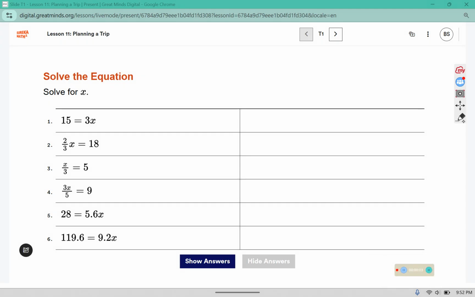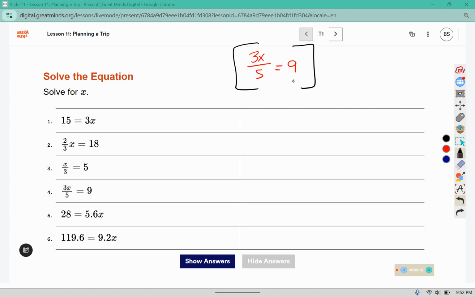All right, I'm going to show you the strategy I would use for solving for x on problem 4. We call it fraction busting in my class, where you multiply the whole expression by a common denominator. So in this case, that denominator is 5.